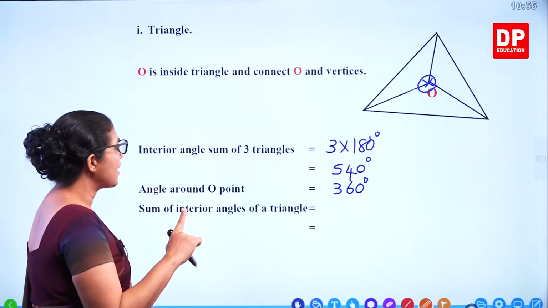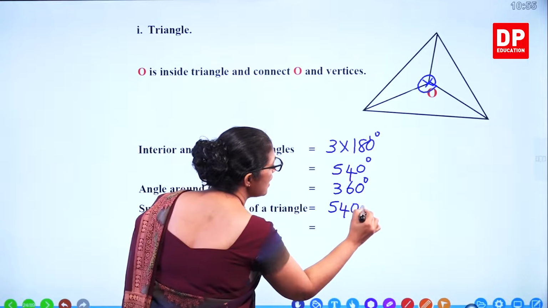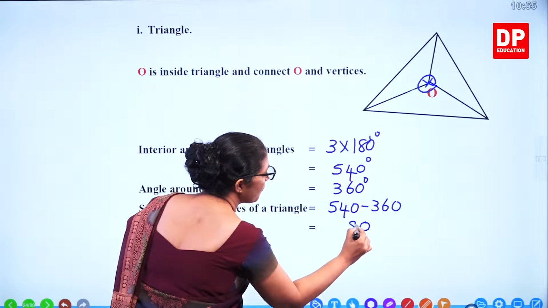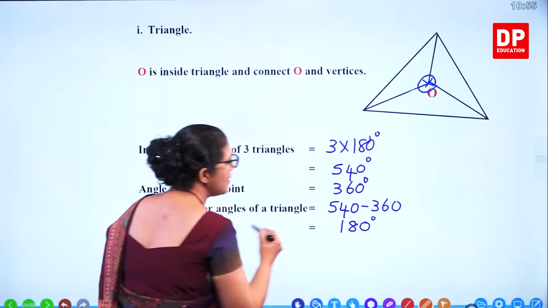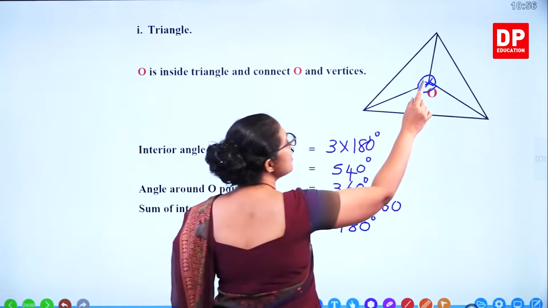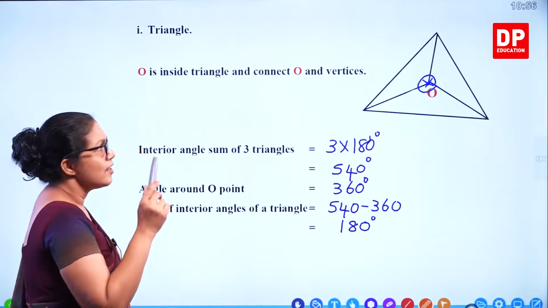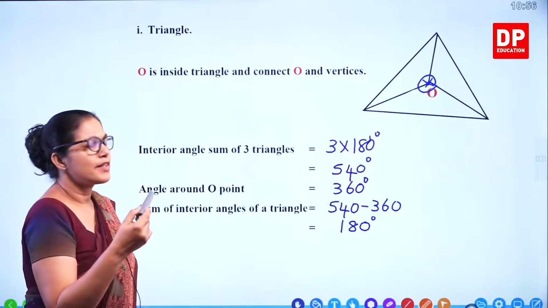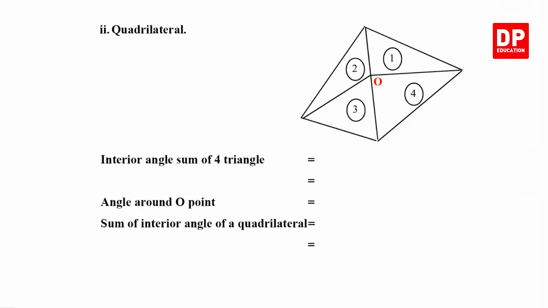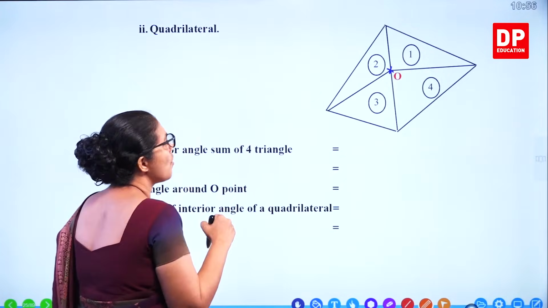So for the sum of interior angles of a triangle, we are subtracting these two. 540 minus 360. What do you get? 180 degrees. So what did we do here? We found the point, and the angle around a point is 360. You get 3 triangles and you subtract the 2. So we'll do it for the quadrilateral now. Quadrilateral, this is the point, and you get 4 triangles.